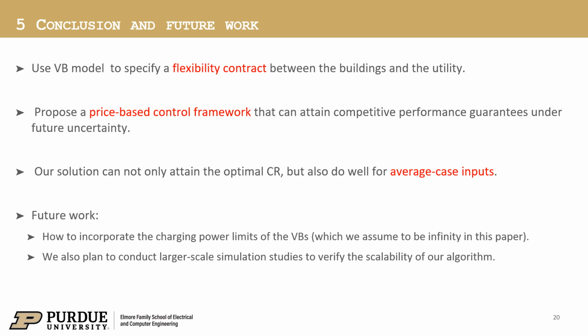A summary of our work: we use the VB model to define the amount of flexibility that a building can offer. Our main contribution is to provide a distributed online algorithm that can attain competitive performance guarantees in terms of reducing the system peak under future uncertainty. Further, with the robustification procedure, our solution can not only attain the optimal competitive ratio, but also do well for average case inputs. For future work, an interesting question is how to incorporate the charging limits of VB.